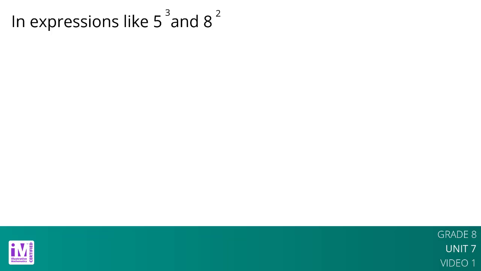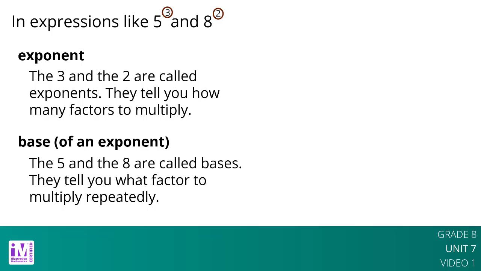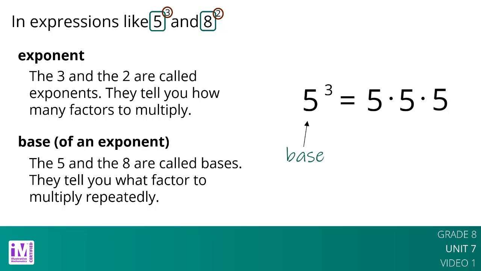In expressions like 5 to the third power and 8 to the second power, the 3 and the 2 are called exponents. They tell you how many factors to multiply. The 5 and the 8 are called bases. They tell you what factor to multiply repeatedly. For example, 5 to the third power equals 5 times 5 times 5. The base tells you what factor to multiply, and the exponent tells you how many factors to multiply.